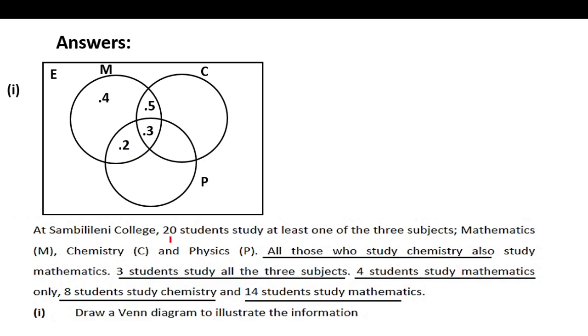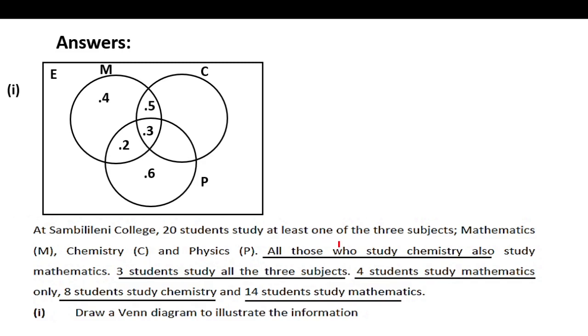Then we are told, how many students at the Sambilireni College? There are 20 students. So if we add this number plus this number plus this number plus this number, we are getting only 14. So where are the other 6? They are supposed to be here in physics, because here we were not told the information of those that are supposed to be in physics. So the other 6 are supposed to be in physics.